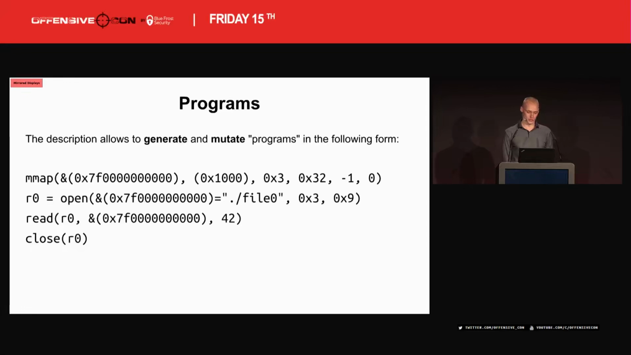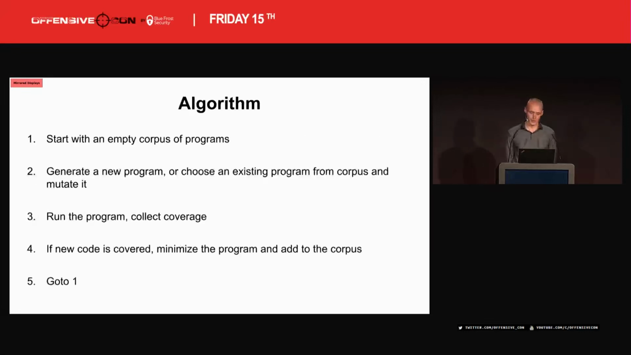Here's a small program that basically just opens a file and reads it. The first syscall is mmap. We mmap some memory to store the file name. Then we open the file with the name file0, and the actual string that holds the file name is stored in our mmap memory. Then we read 42 bytes from it, and then we close it. Syzkaller has support for generating random programs like that and mutating them, so changing syscall parameters, changing the order of syscalls, inserting new syscalls, removing syscalls, and so on.